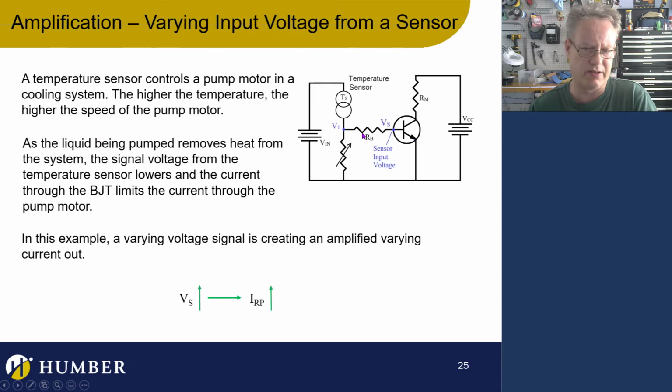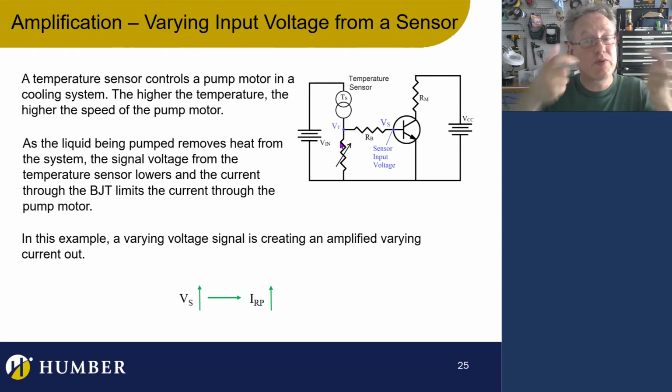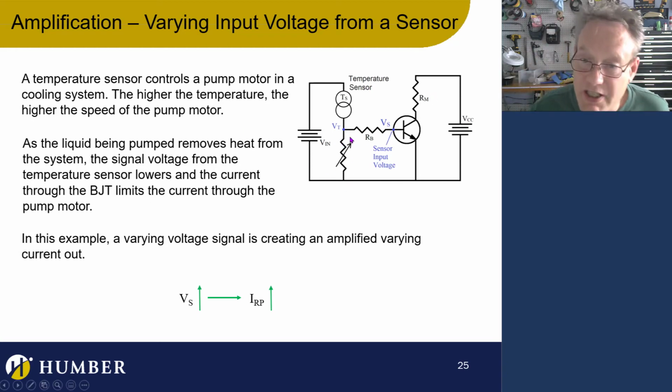So here's an example of a sensor. I'm taking a temperature sensor. Ultimately, this is a temperature transducer. What it does is it's a thermistor, right? If the temperature of the environment that thing is in changes, its resistance changes. Okay, so I've got a varying resistance right here, and I've got an adjustable resistor here.